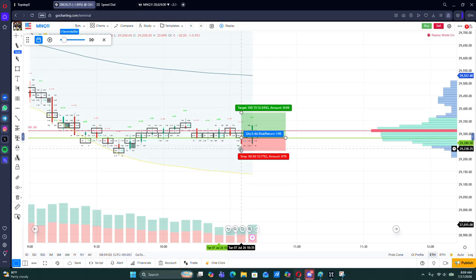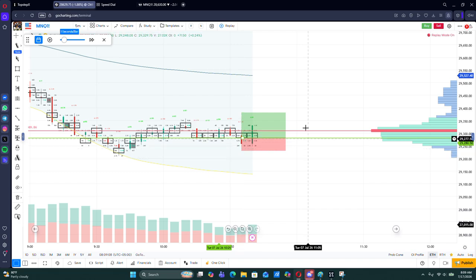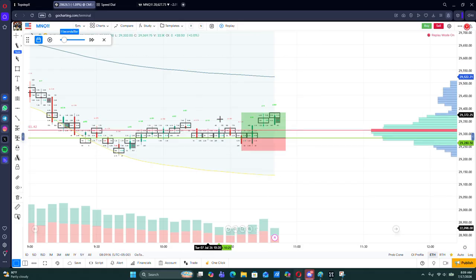When I enter a trade, I have my bracket orders set on TopStep. My stop loss is always 50 points. My take profit is always 100 points. And so this trade tapped into my level and went straight to TP. I hope that helps.